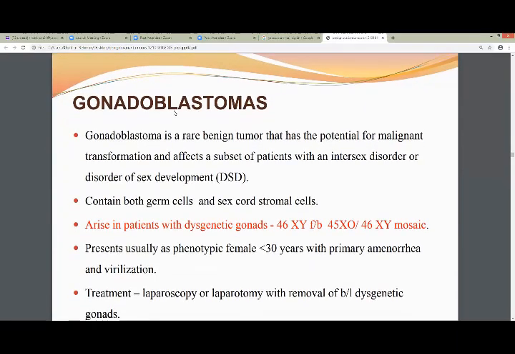Gonadoblastoma is a rare benign tumor that has the potential for malignant transformation and affects a subset of patients with intersex disorders or disorders of sex development. We discussed these in detail: the hypergonadotrophic hypogonadisms and the hypogonadotrophic hypogonadisms. We talked about XY females where the internal sex organs were of male variant, but there were problems with the receptors and the manifestations at the enzyme levels, which resulted in phenotypically females, and so on.